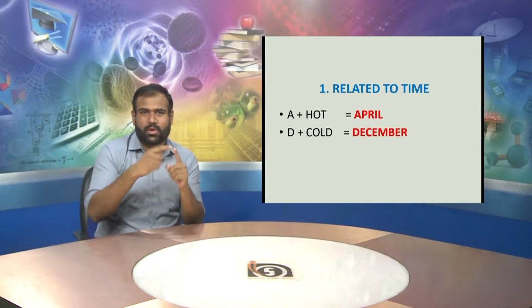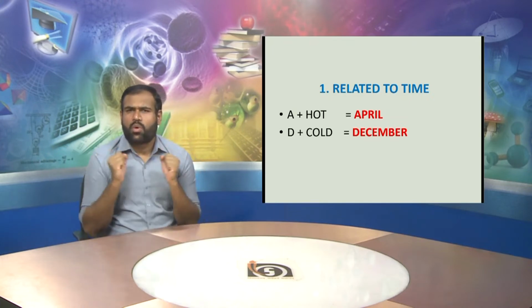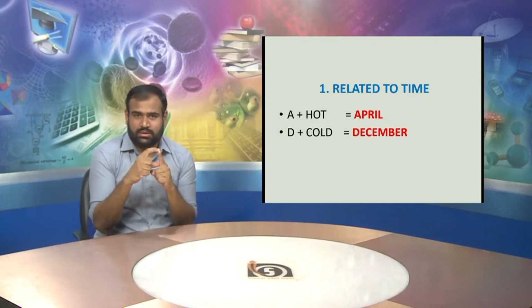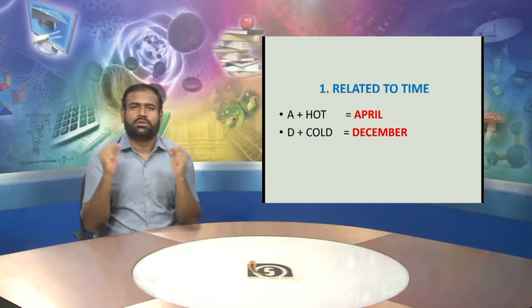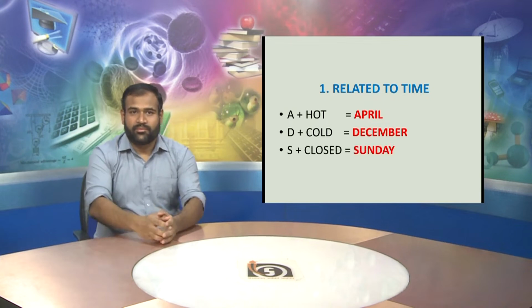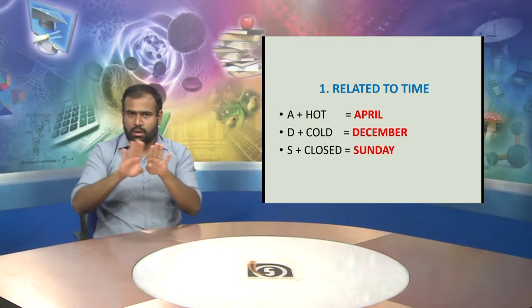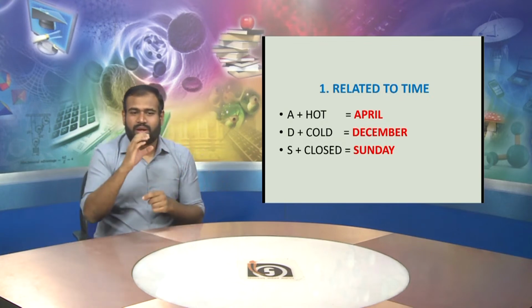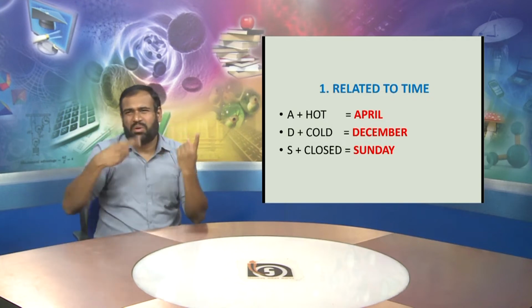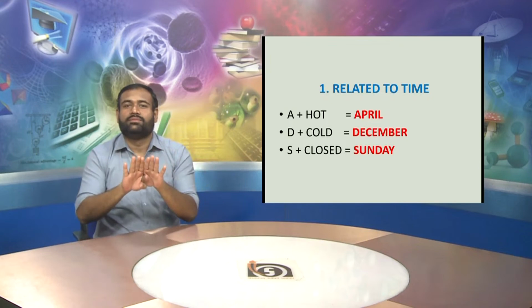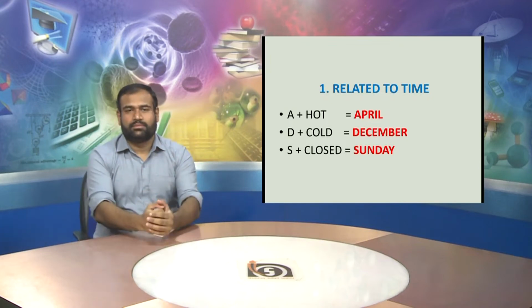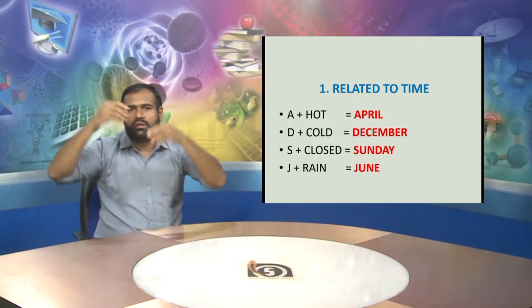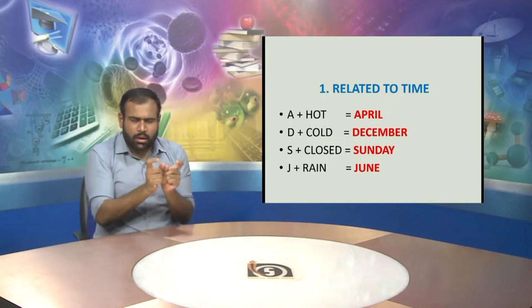For December we use D and then cold. So this is the sign of December. Sunday, S and then closed. June, J plus rain. It means the month of June.